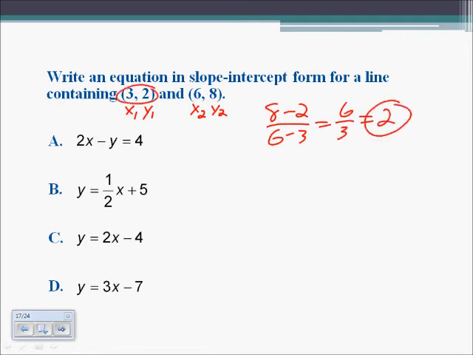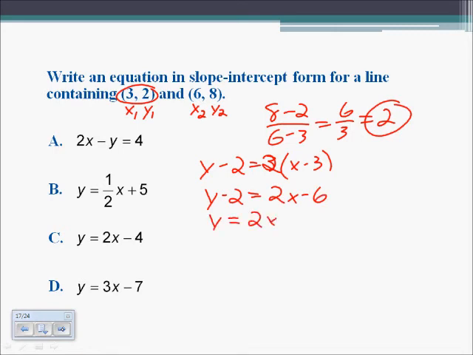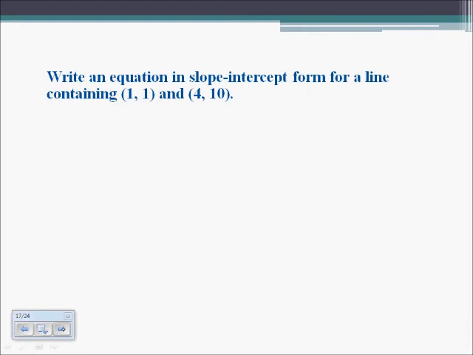Let's pick the first point. So we'll have y minus 2 is equal to 2 quantity x minus 3. Y minus 2 is equal to 2x minus 6. Y is equal to 2x minus 4 when we add 2 to both sides, which is C. Equation of a line: y is equal to 2x minus 4. Alright, next example. Same type of question.